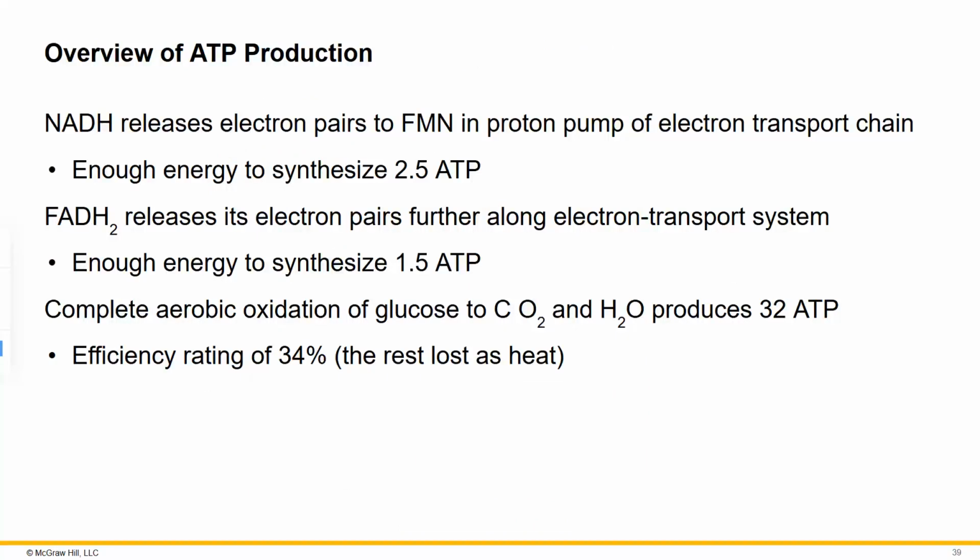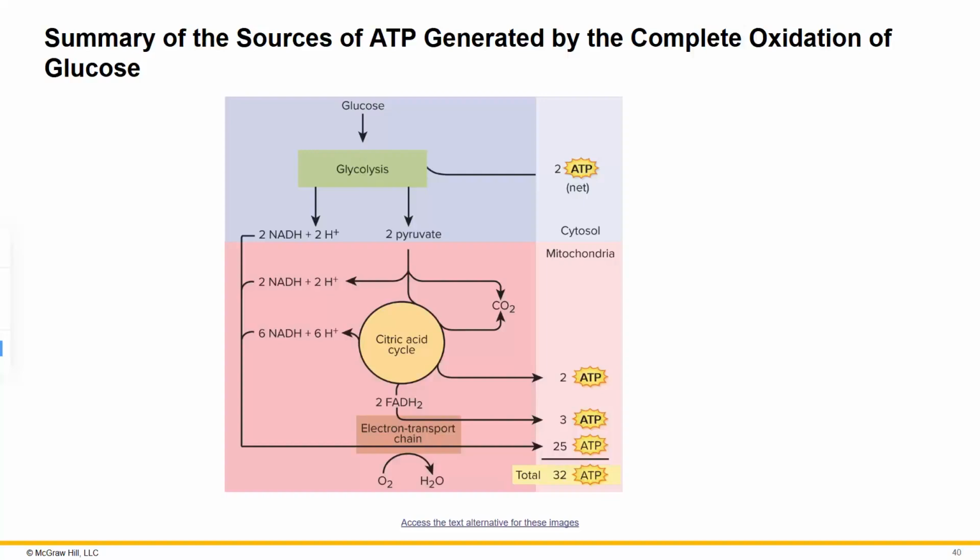This is an overview of ATP production. So overall, it produces ATP. So the complete aerobic oxidation of glucose to CO2 and H2O produces 32 ATP. And here you can see where all of that occurs. This is a really useful diagram. I know there's some summaries provided in the assignment stuff, but definitely pause the video, take a look at everything that's happening.